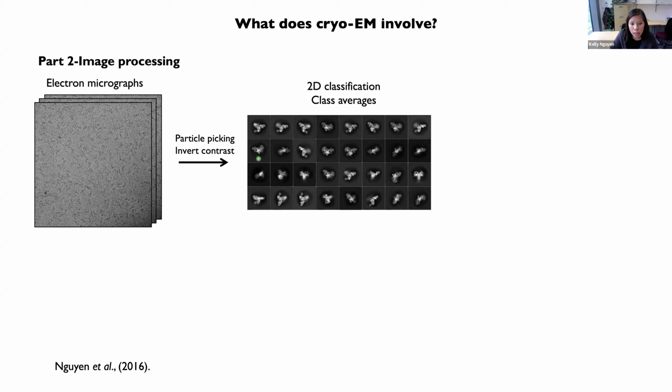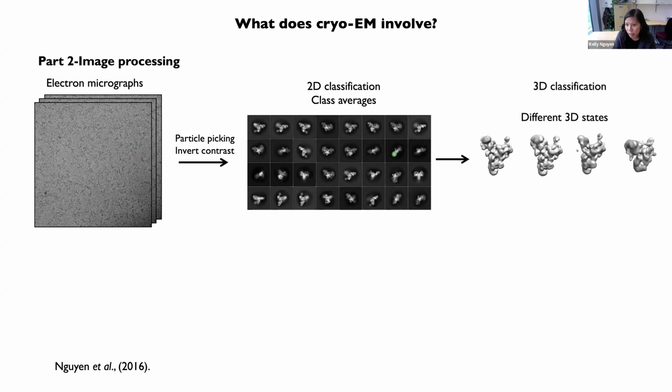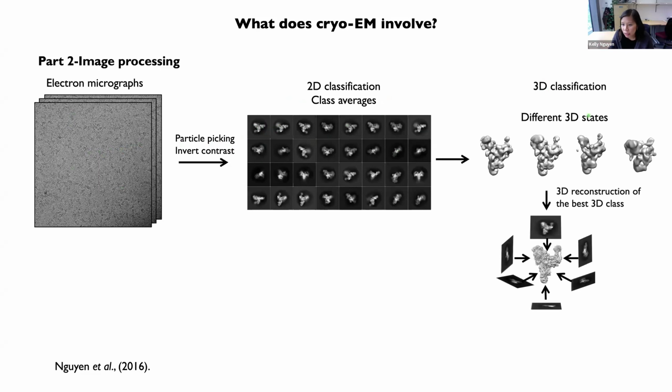Based on these class averages, you can see here, we can see the particles in different views. Then we perform another procedure called 3D classification, where we can sort these particles into different 3D states. This can be compositional or conformational. And then we choose the subset of interest to reconstruct a three-dimensional structure from these two-dimensional projections of the particle. By doing this, we can then get our final structure.